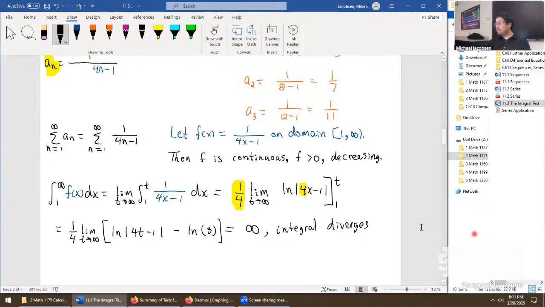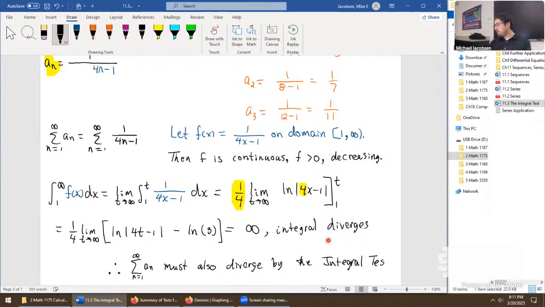And then after we have a conclusion of divergence, the conclusion for the series AN is always in the same direction. So here's our larger conclusion to say finally. Therefore, summation AN, as n goes from 1 to infinity, must also diverge by the integral test. And we finally did it.